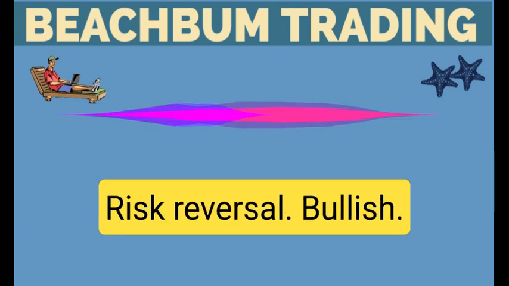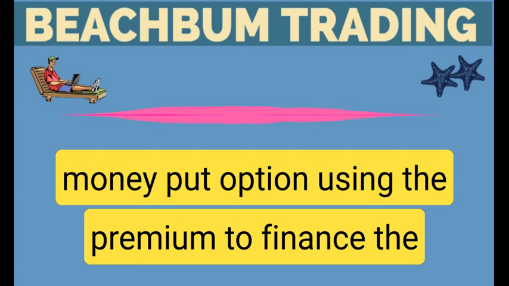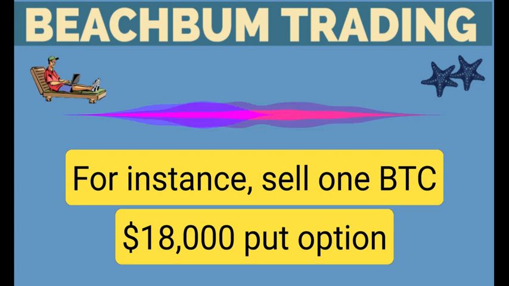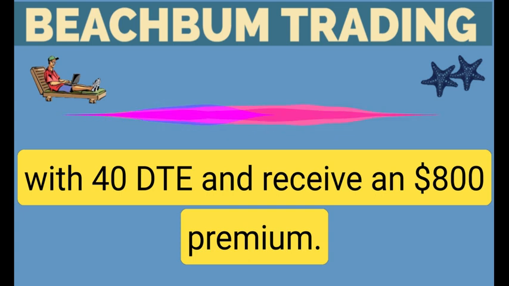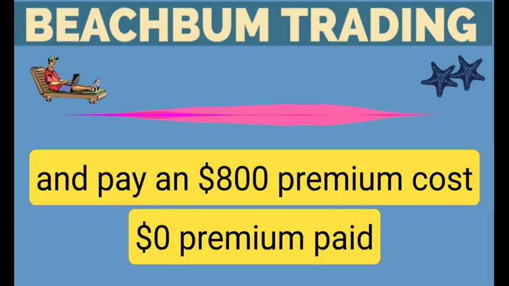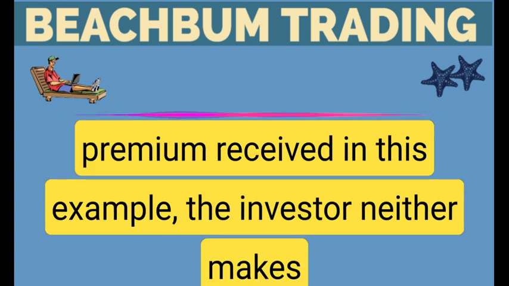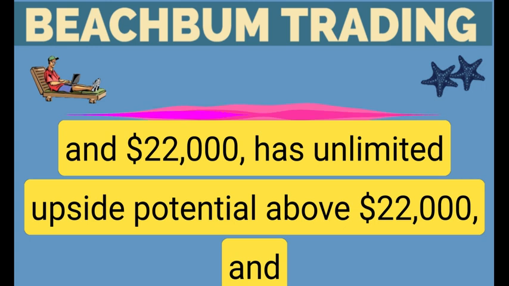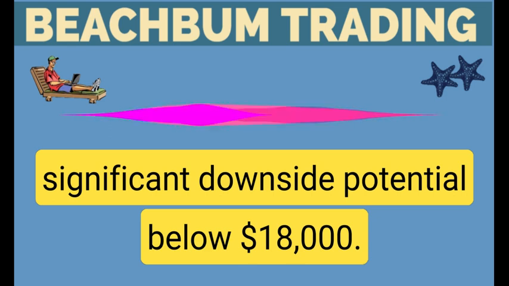Risk reversal, bullish, high risk. An investor sells an out-of-the-money put option, using the premium to finance the purchase of an out-of-the-money call option. For instance, sell 1 BTC $18,000 put option with 40 DTE and receive an $800 premium. Buy 1 BTC $22,000 call option with 40 DTE and pay an $800 premium. Cost $0. Premium paid, premium received. In this example, the investor neither makes nor loses money if the option expires between $18,000 and $22,000, has unlimited upside potential above $22,000, and significant downside potential below $18,000.